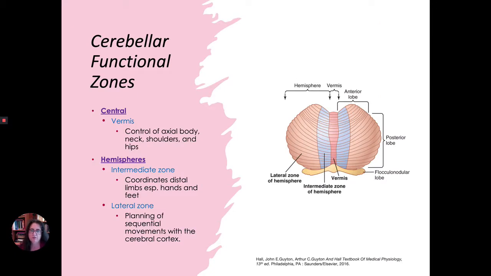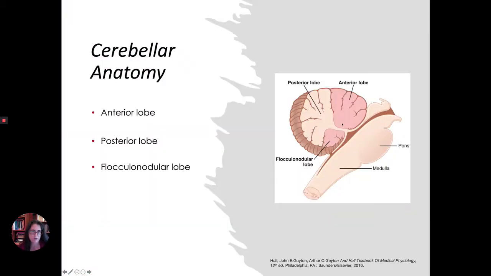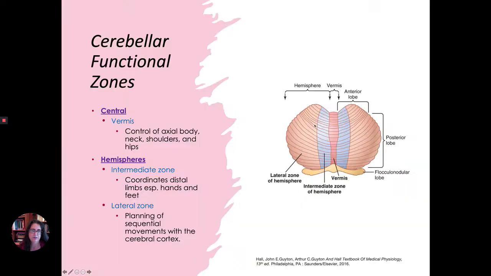From a functional point of view, it is helpful to divide up the cerebellum into zones. This is a posterior view of the cerebellum, and in this illustration they uncurled it. Right now we see the cerebellum curled. If we were to flatten it out, it would look something like this, so that we can see our anterior lobe, our posterior lobe, and our little flocculonodular lobe down here, and we have color-coded some zones. These are the zones that we're going to care about.